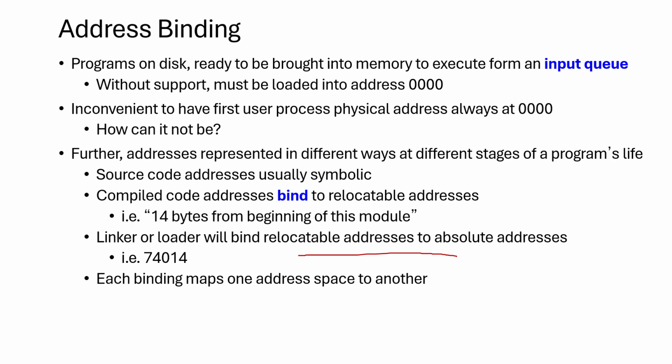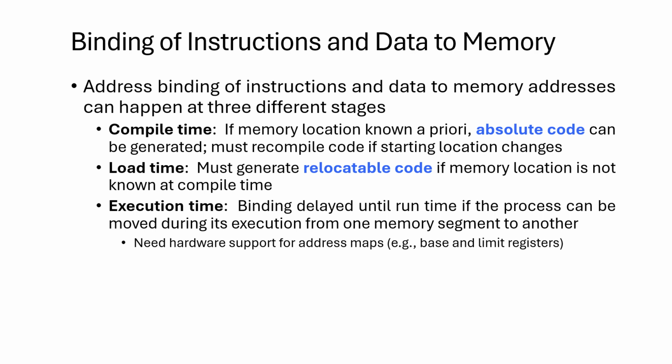Each binding maps one address space to another. The binding of instructions and data to memory: address binding of instructions and data to memory addresses can happen at three stages: compile time, load time, and execution time. If the memory location is known in advance, absolute code can be generated at compile time, and recompiling is needed if the starting location changes. Or at load time, it must generate relocatable code.